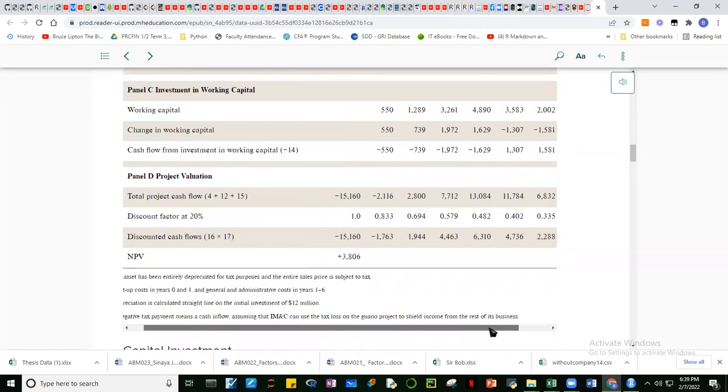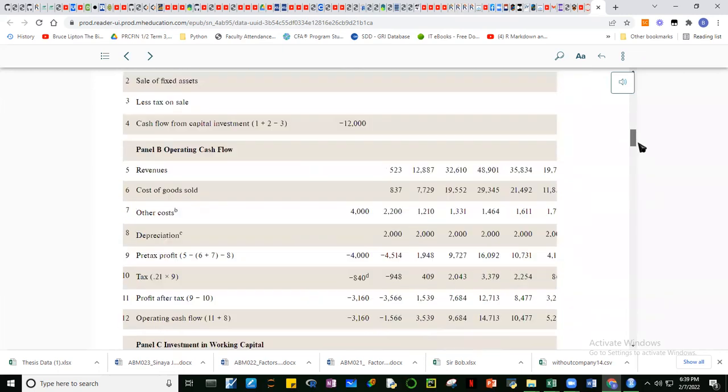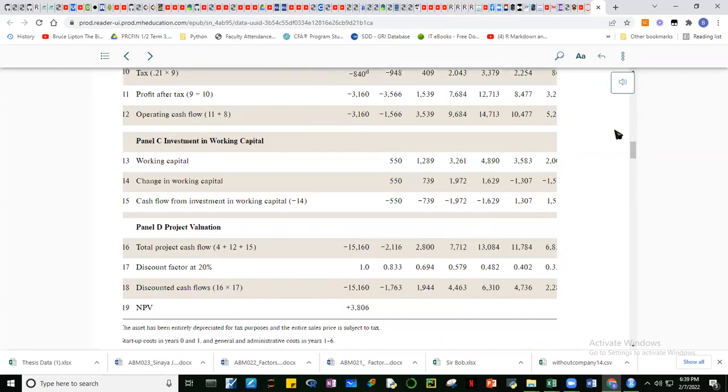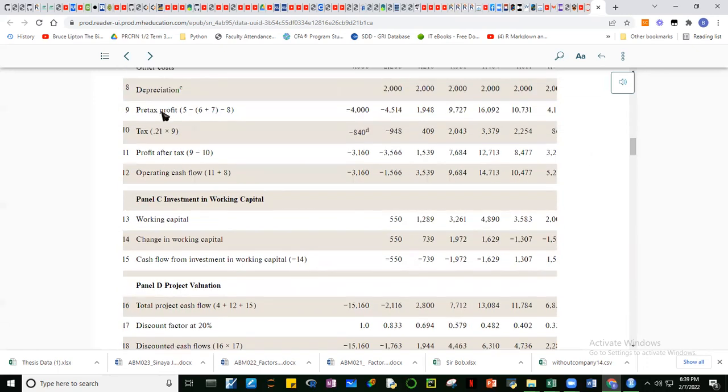Okay? So we construct an income statement. There are the revenues, the cost of goods sold, other costs, and the depreciation because of the new equipment. Then income before tax, less tax, and then net income after tax. However, guys, the net income after tax is not what we use. What is used is the cash flow. So we convert this net income after tax into cash flow. How do we convert this? We just add back the depreciation.